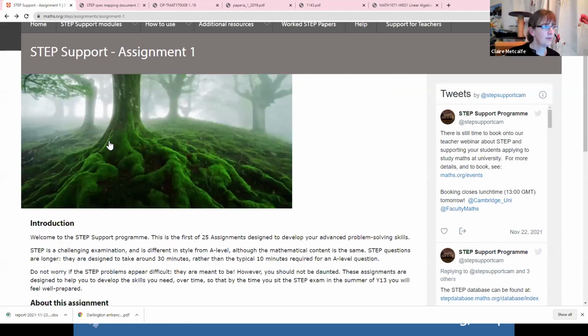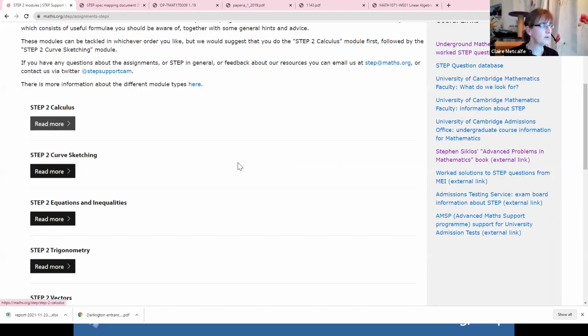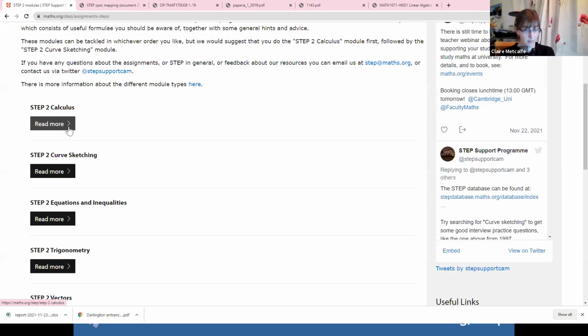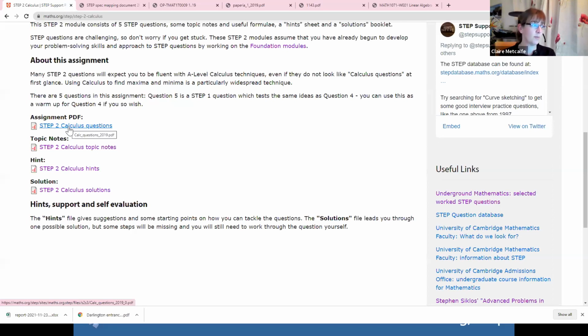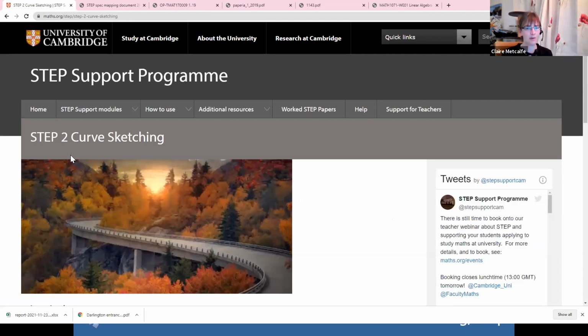The step 2 and step 3 modules, as I said, are a little bit different. So if we look at calculus, we've got 4 PDFs. One is the question, one is the topic notes, hints, and solutions. Now, if you've got students who might be going for interview this Christmas, or possibly after this Christmas, or possibly next year, then curve sketching is the module that I would really, really recommend that they look at. Quite often maths interviews like to use curve sketching because it's a question where people have to put their maths knowledge together and then produce something new.